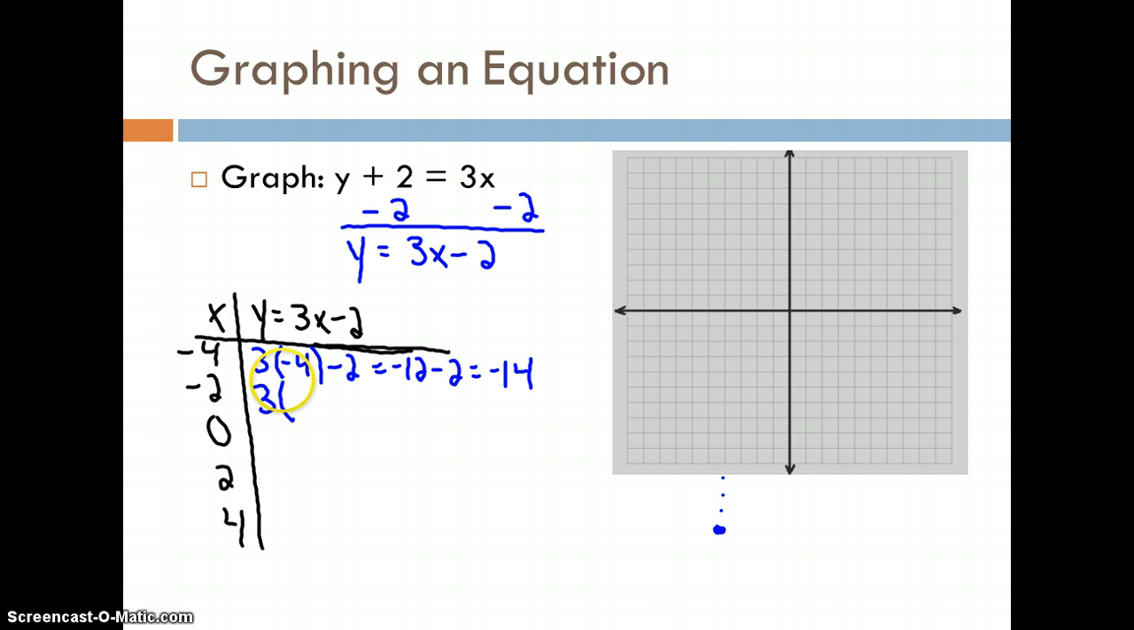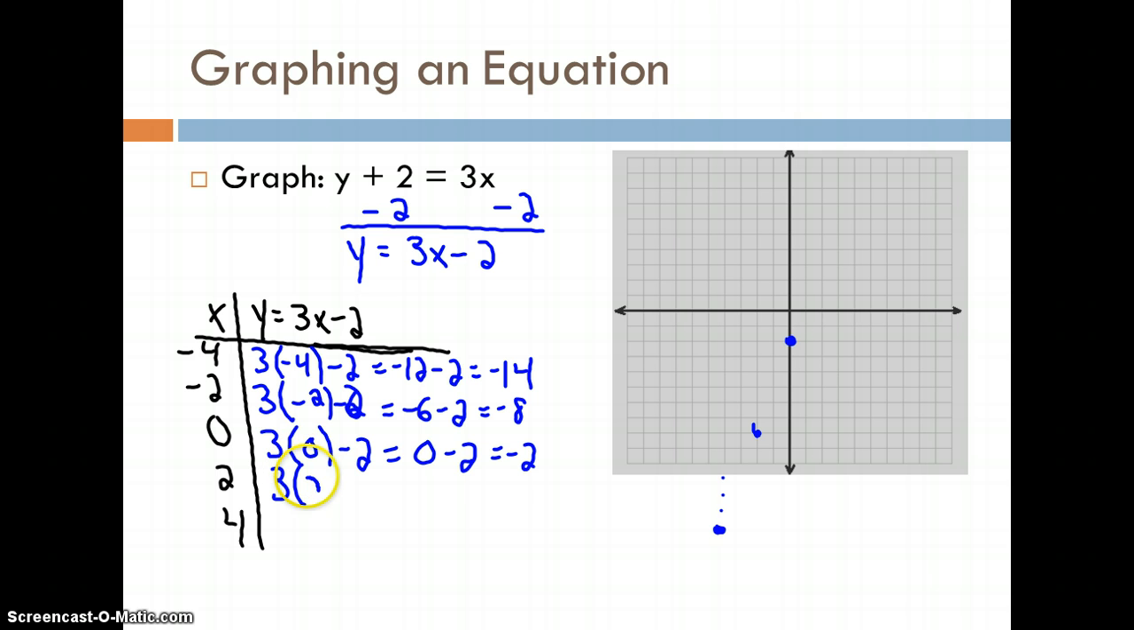We plug in negative 2. 3 times negative 2 minus 2. We get negative 6 minus 2. That's negative 8. So negative 2, negative 8. Right here, we have a second point. Now we put in 0. 3 times 0 minus 2. 3 times 0 is 0. 0 minus 2 is negative 2. I have 3 points there so far.